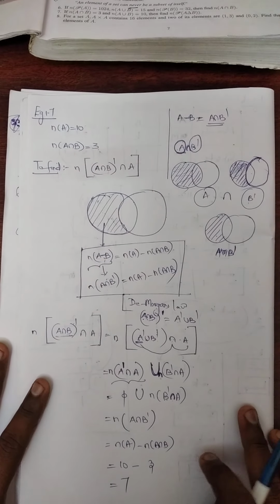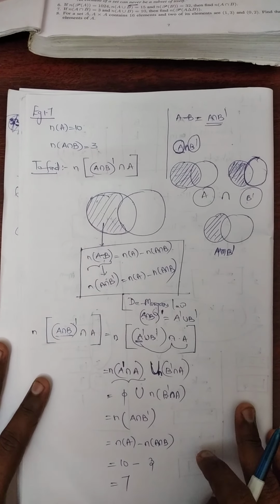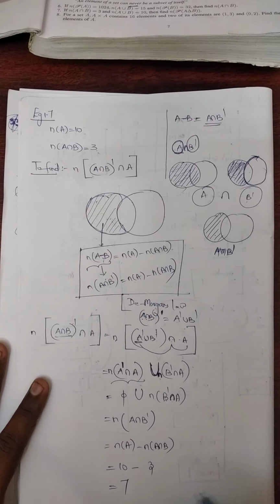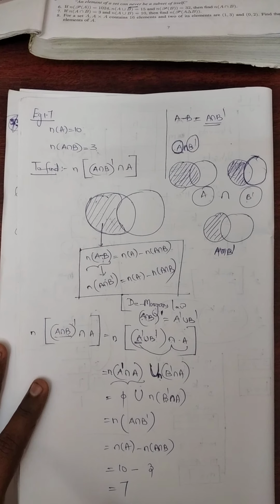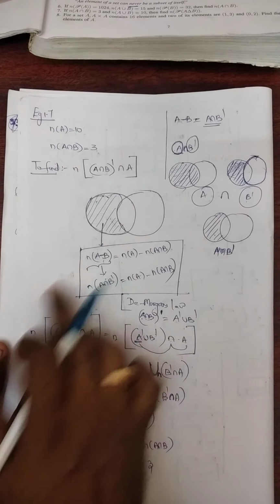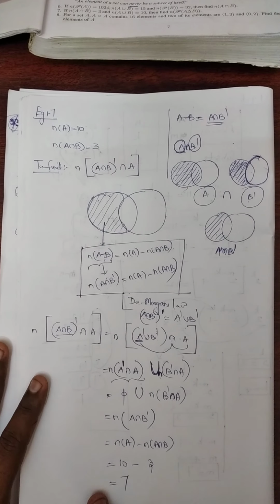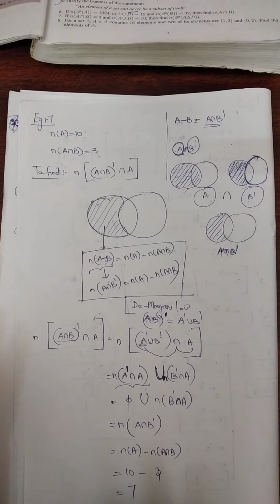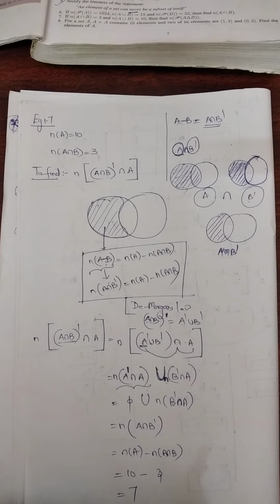So I have taken nearly 5.5 minutes to finish this sum. Within 10 seconds I can finish it: 10 minus 3 equals 7. But if you need to explain, a proper sum you should do in this method only. I teach you so you can learn and do this sum in this way. Okay students, thank you. This sum is over.